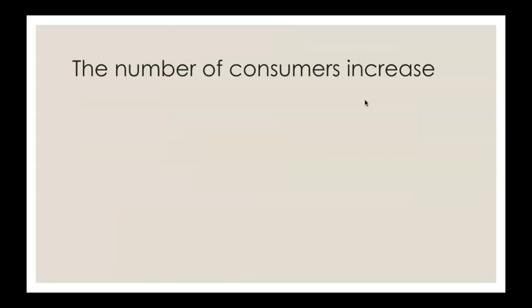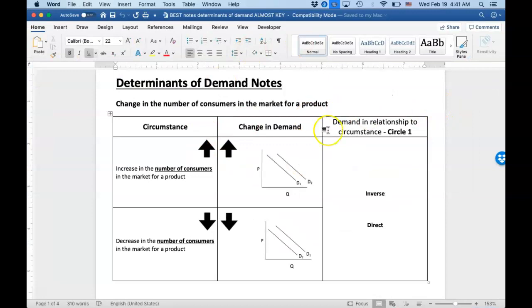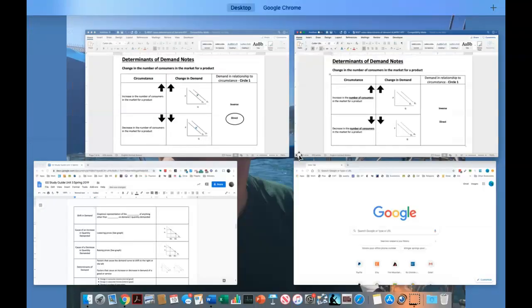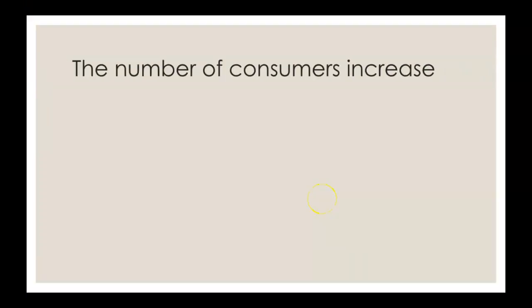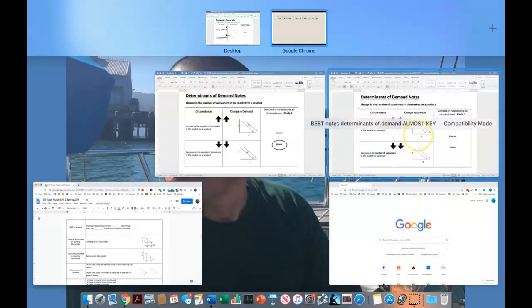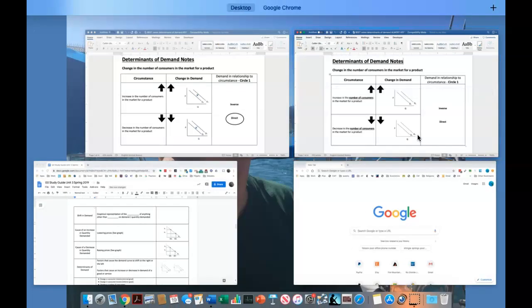Okay, so you want to have your determinants of demand notes open and available. And so this is the first example we're looking at, the number of consumers increase, which I believe is the first one on your determinants of demand notes.